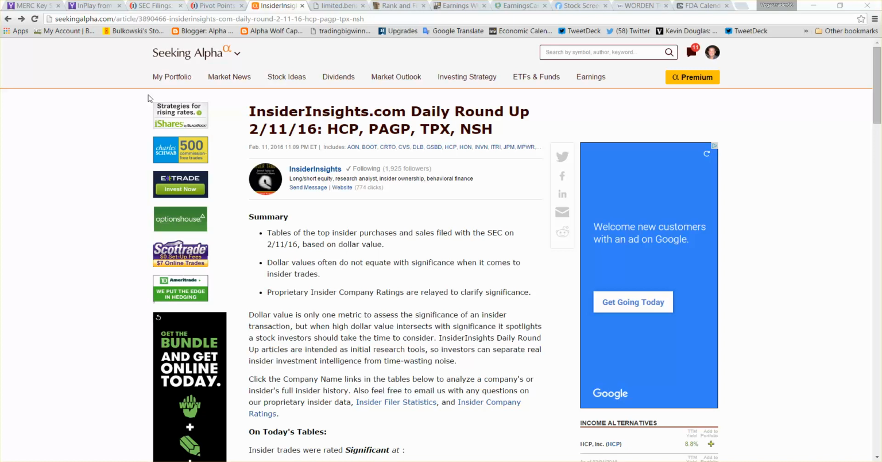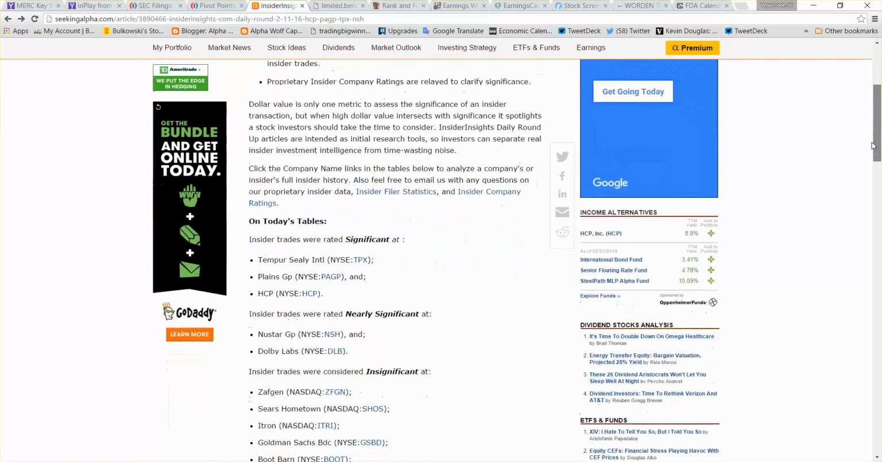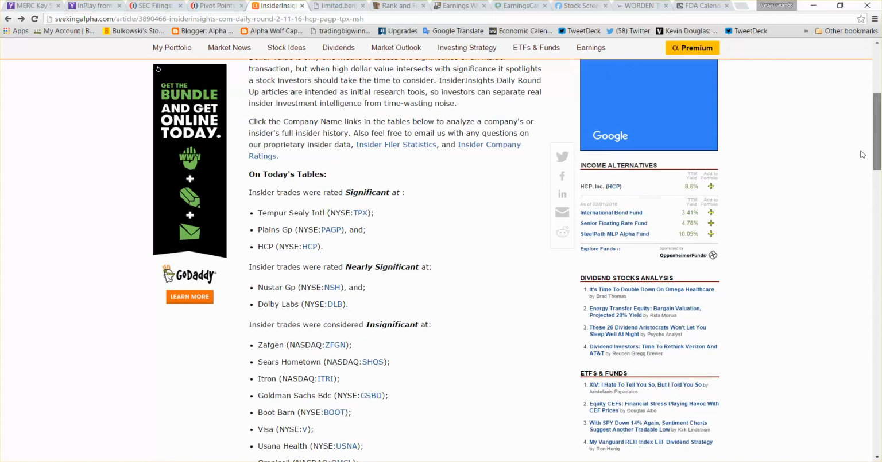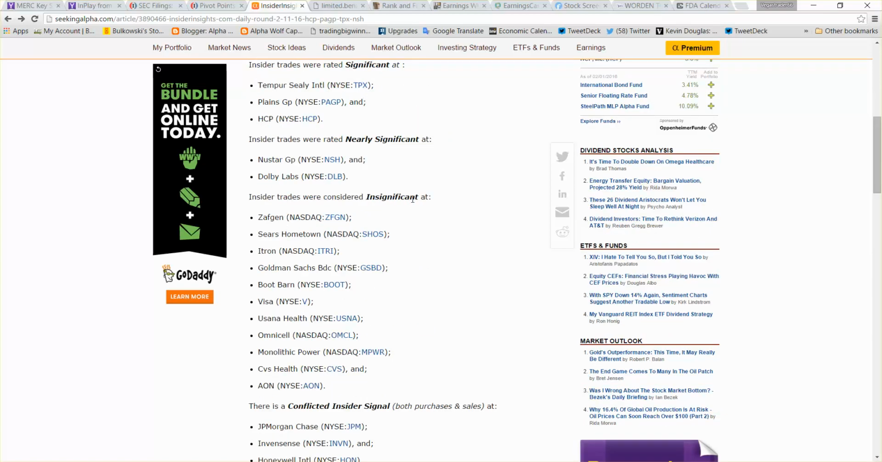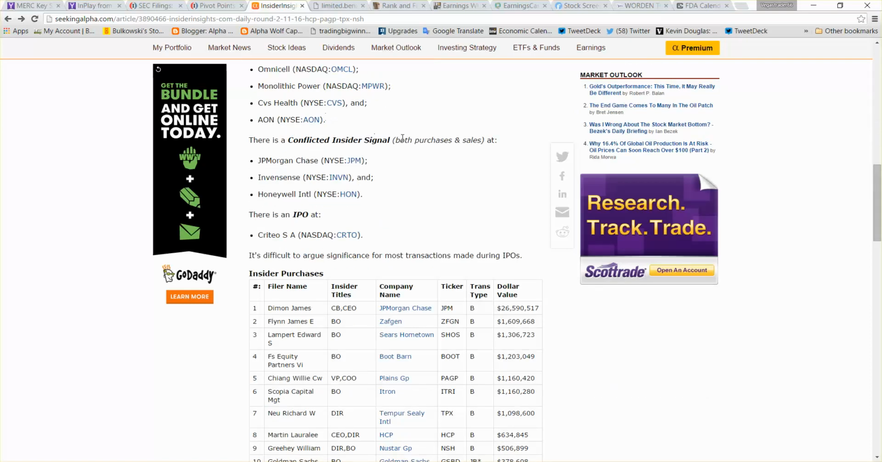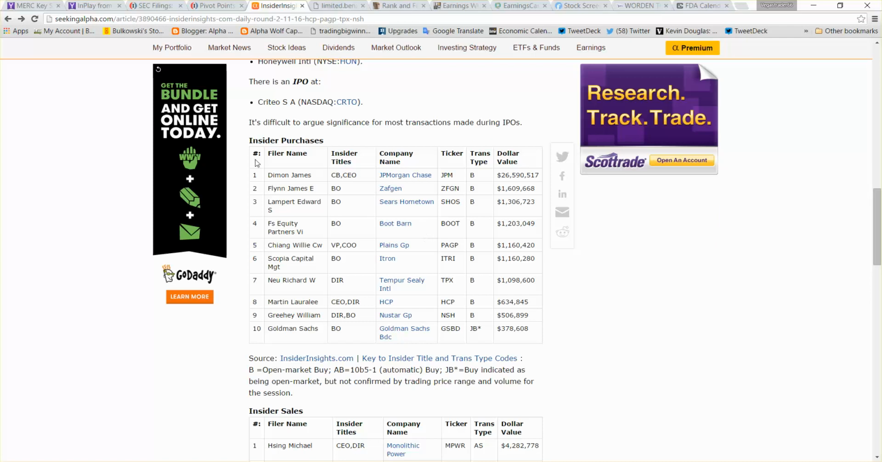For example, one of the ones that I like to follow is this Insider Insights. It gives you a summary of action by insiders within specific stocks. For example, insider trades that were rated as significant, insignificant, conflicted insider selling, or insider signals, both purchases and sells. So Jamie Dimon just bought $26 million worth of JP Morgan Chase.